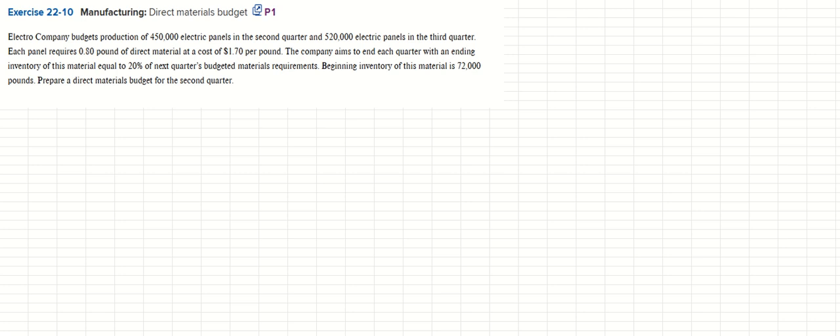Okay, this is practice problem number 2 for chapter 22, and this is in regards to the preparation of a direct materials budget. It looks like in the scenario, the company budgets production of 450,000 electric panels. The electric panels are going to be classified as units of production. The budget is 450,000 units for the second quarter.